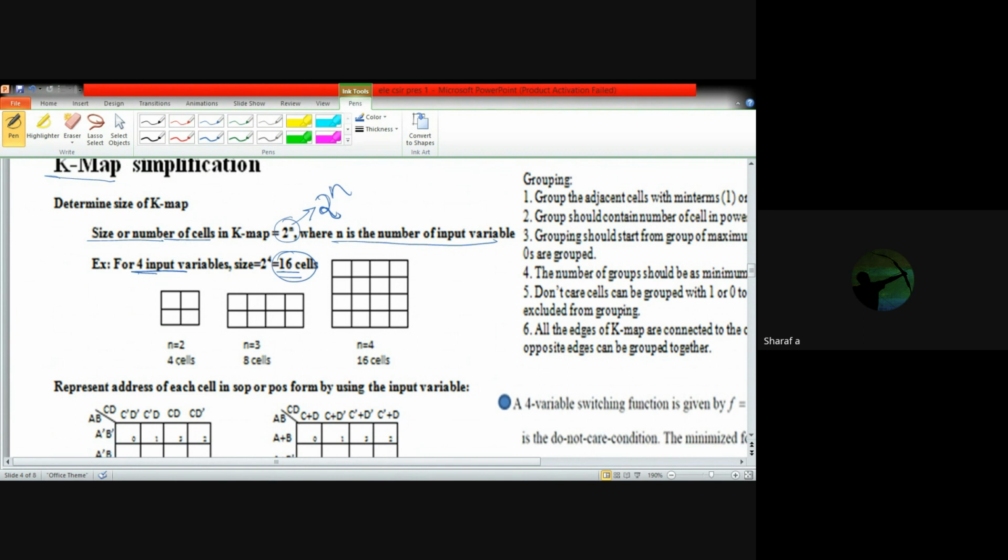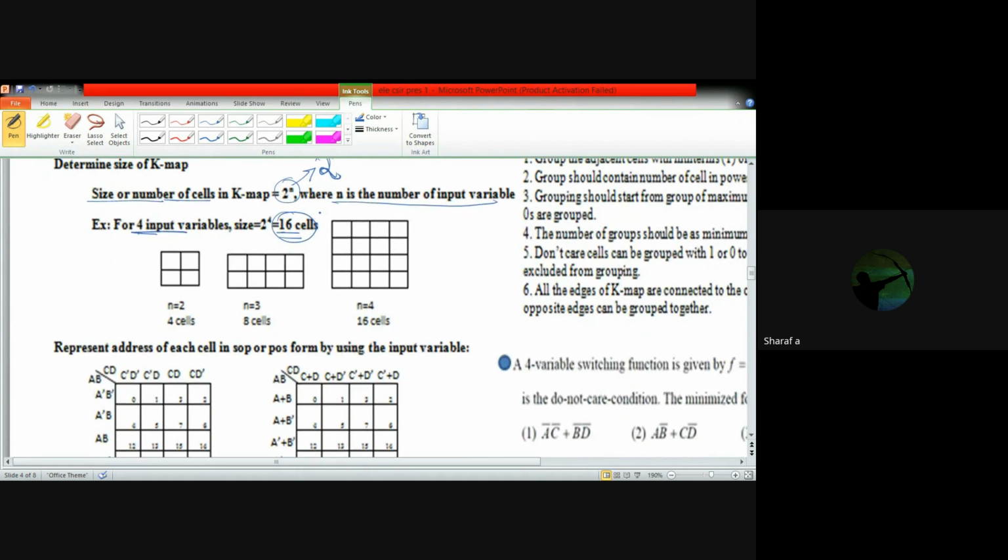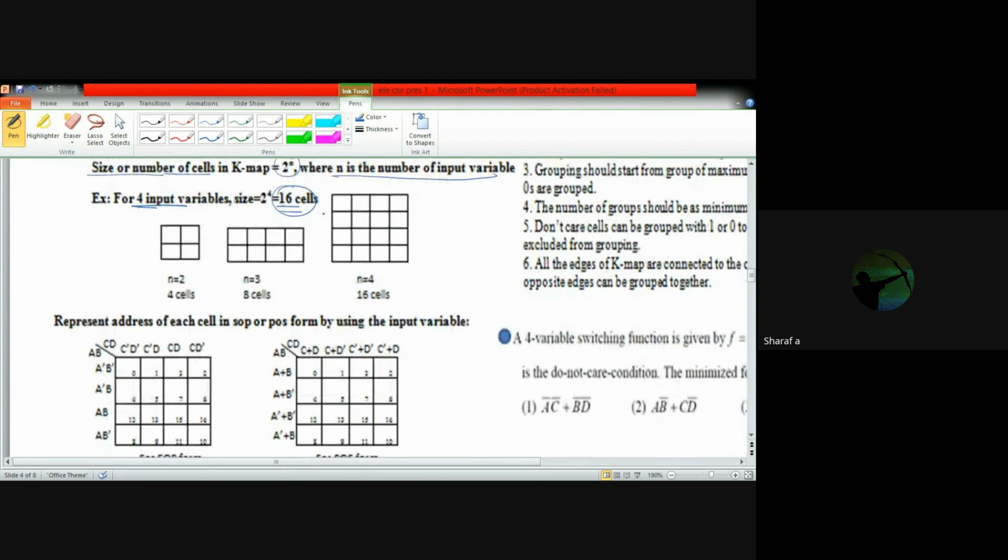So if you are given 4 variables, 4 inputs, then the size will be 16, which means you need 16 cells of K-map to solve that particular problem. Now, these are the representations of the K-map. You have n equal to 2 here, which means 4 cells are there. 2 raised to n is 2 raised to 2, that is 4.